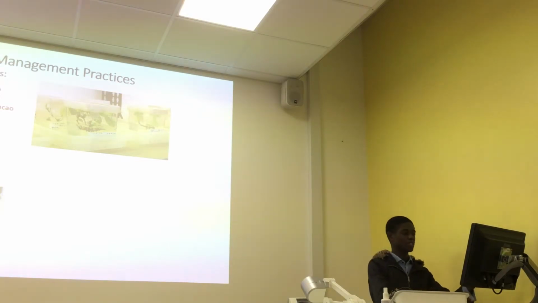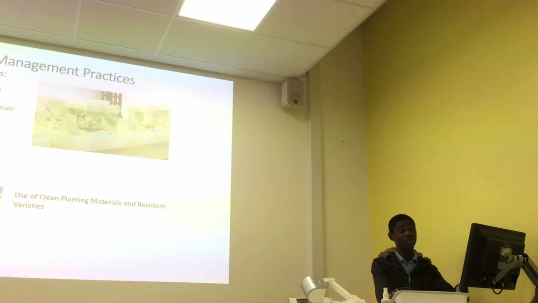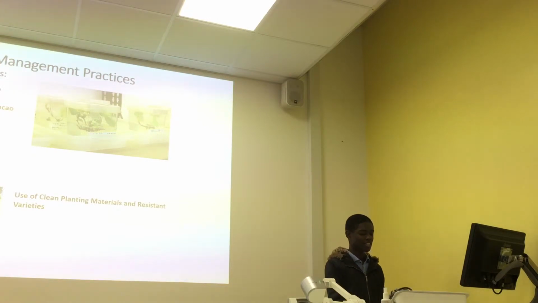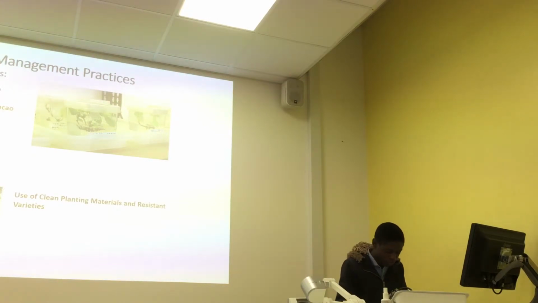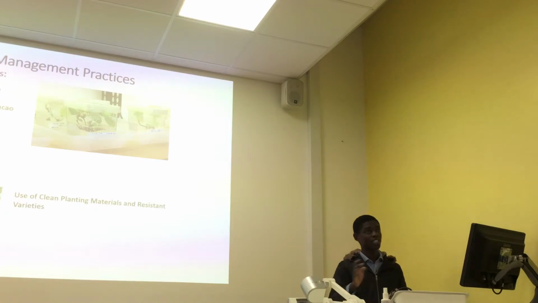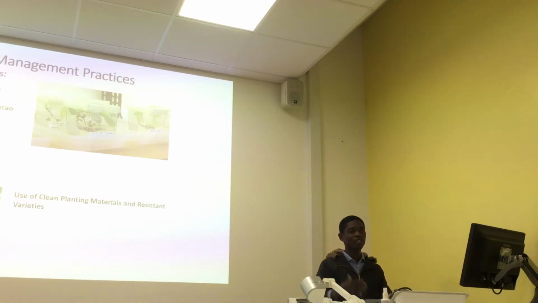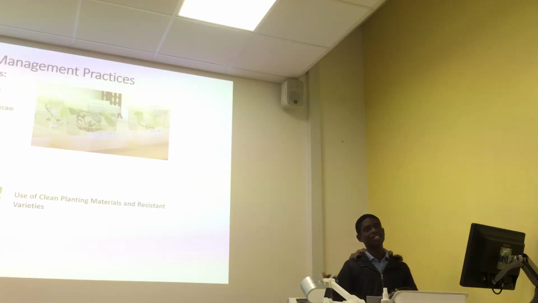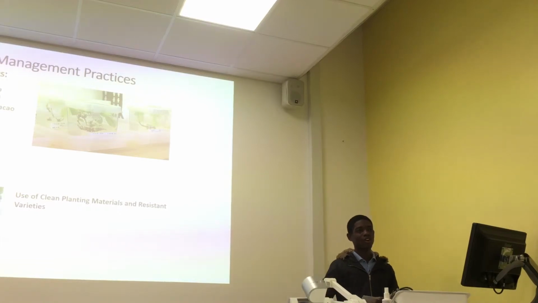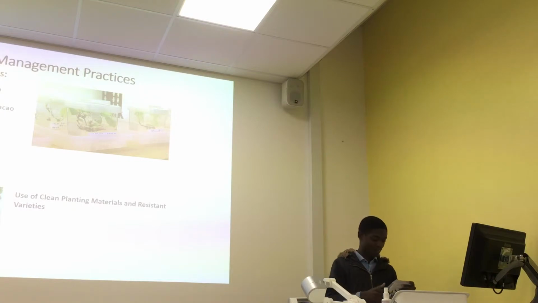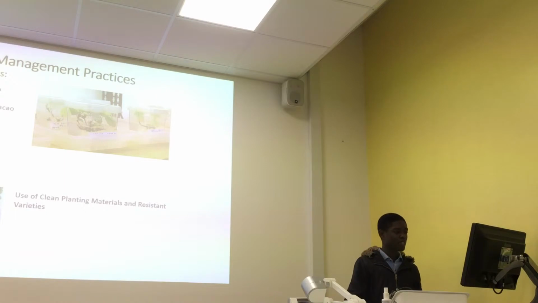Also, as you can see, the use of clean planting materials and resistant varieties has been recommended. There have been various breeding programs and varieties, like those from the Cocoa Research Institute of Nigeria. There have been new varieties, Crentisi 1 to Crentisi 8, and then there have been crossbreeds between the F3 and the F2 and F3 Amazon, and these have to an extent shown a bit of resistance to this disease.